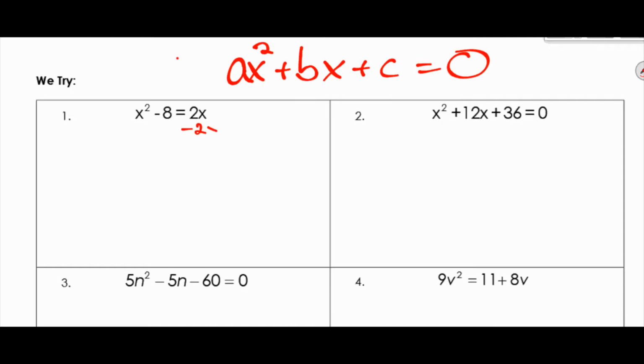So I'm going to minus 2x on both sides. And I'm going to put it where it's supposed to go. I'm going to put that right in the middle. It's x squared minus 2x minus 8 equals 0. Now I have standard form.